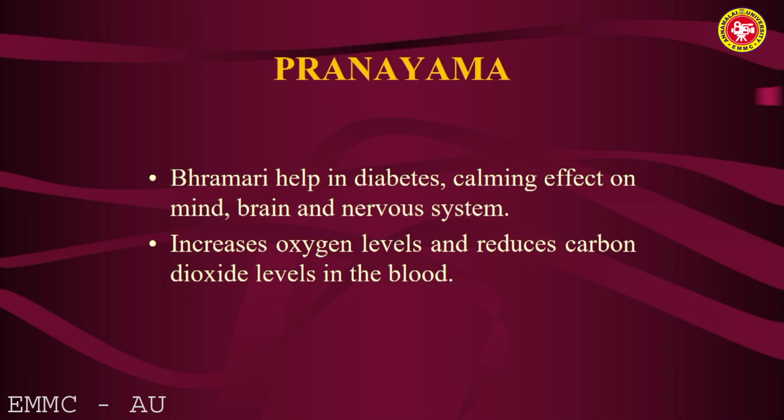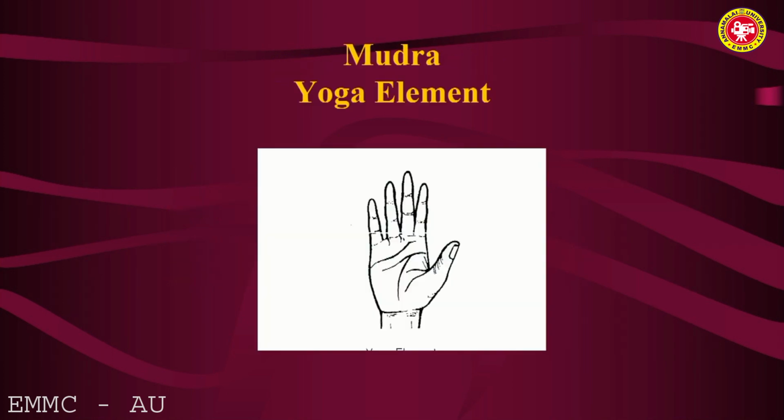After taking the practice, Brahmari helps in diabetes and has a calming effect on the mind, brain and nervous system. By doing this cycle 4 to 5 times in a day, it increases the oxygen level and reduces the carbon dioxide levels in the blood. So pranayama is a stress relieving factor. Definitely this pranayama will have more effect on diabetic patients.